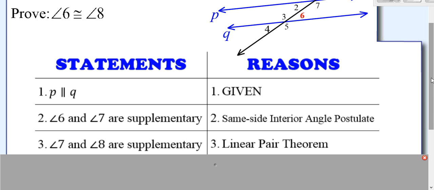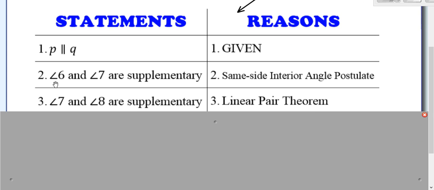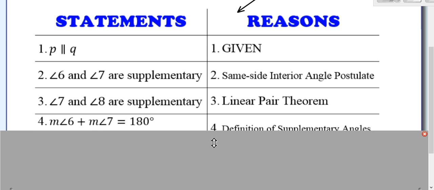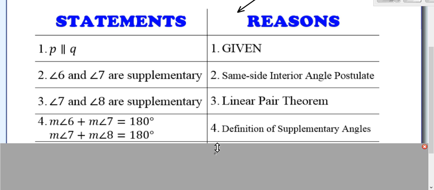So now we just have to make equations so that we can do some algebra with this. We can make an equation, 2 equations actually, because supplementary means they add to 180 degrees. So if 6 and 7 are supplementary, that means angle 6 plus angle 7 equals 180, and angle 7 plus angle 8 equals 180, because that's the definition of supplementary angles. We've done proofs really similar to this because we've got two angles add to 180, two different angles add to 180.